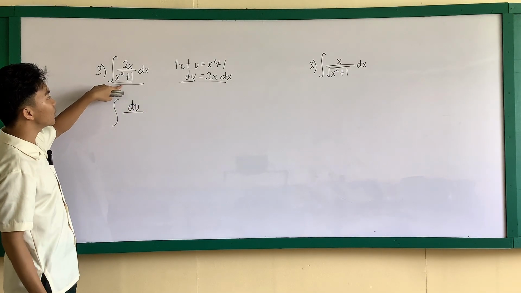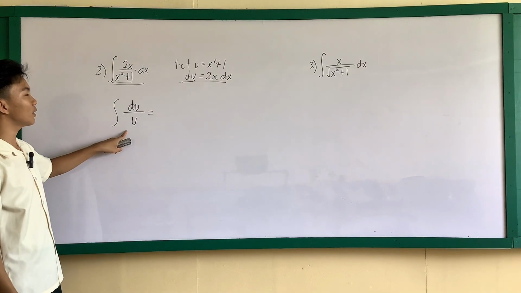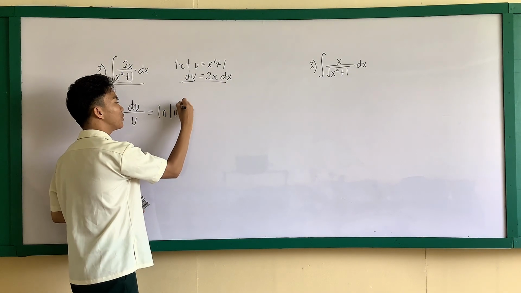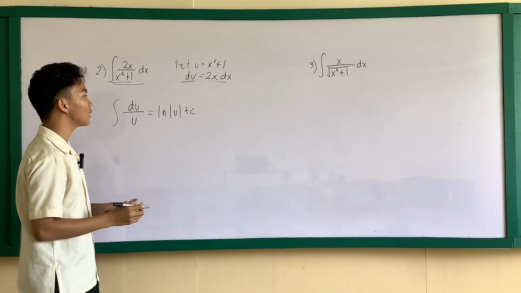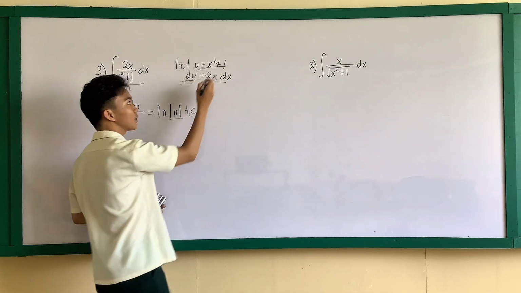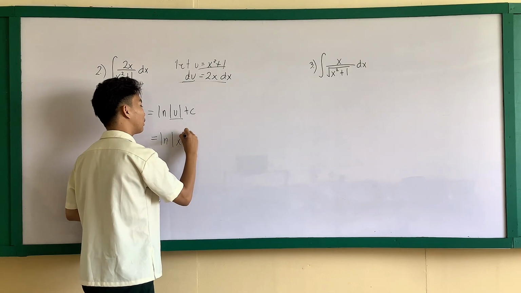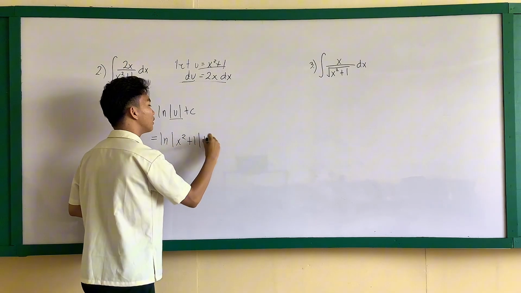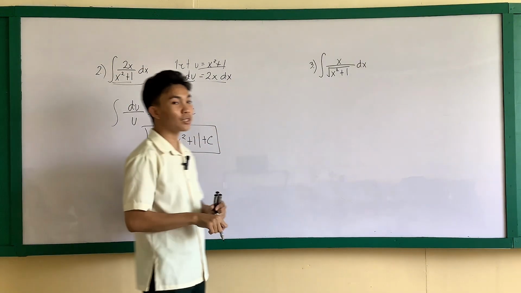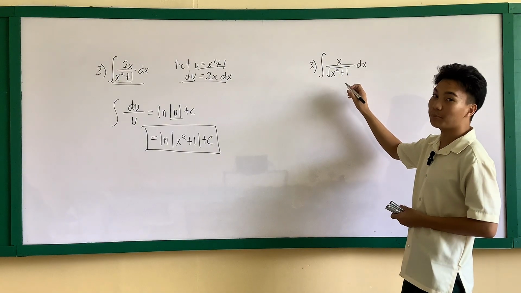Since we already let our denominator equal u, we're going to put u here. And so as you can see, we can now apply the natural log function, ln absolute value of u plus c. But this is not our final answer yet. We're going to substitute the value of u back into our original given, which is x squared plus 1. So this is now our final answer. So we're going to proceed to our problem number 3. The integral of x over the square root of x squared plus 1 dx.